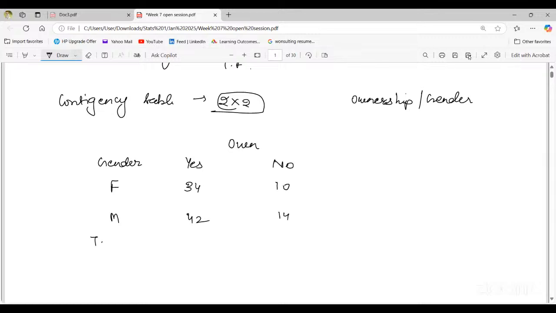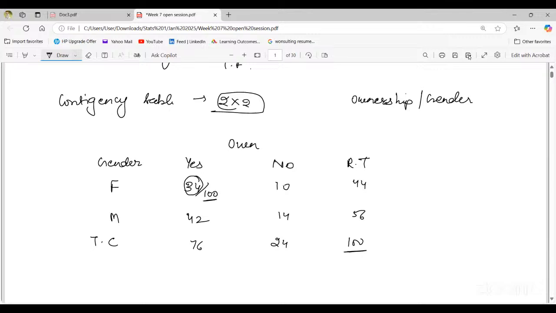This is my column total, which will be 76, 24. This is my row total, which will be 44, 56. And this is the whole total, which is 100. Now, I'm not calculating the row relative frequency or column relative frequency. I'm simply calculating the relative frequency. So I would divide each frequency by the total frequency, which is 100.